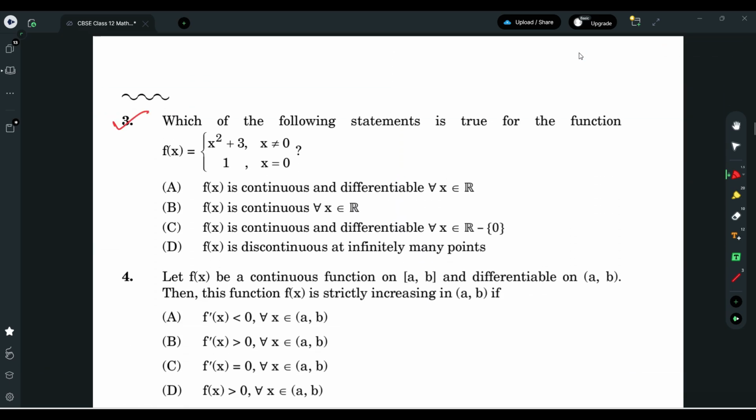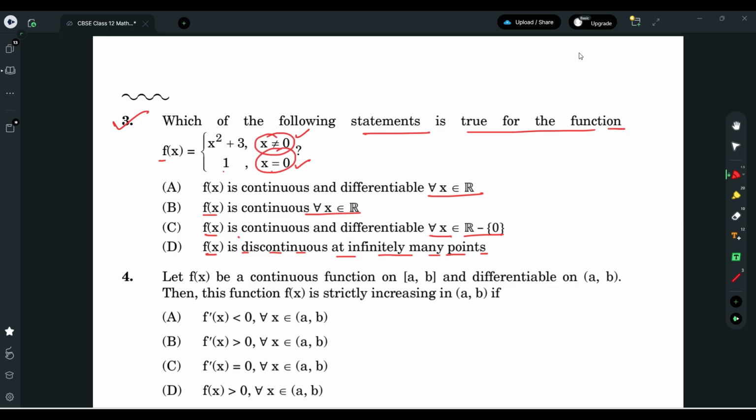Problem number 3. Which of the following statements is true for the function f(x) equal to x square plus 3 when x is not equal to 0, and 1 when x equal to 0? f(x) is continuous and differentiable for all x belongs to R. f(x) is continuous for all x belongs to R. f(x) is continuous and differentiable for all x belongs to R minus 0, and f(x) is discontinuous at infinitely many points. So this f(x) has a definition break at x equal to 0.